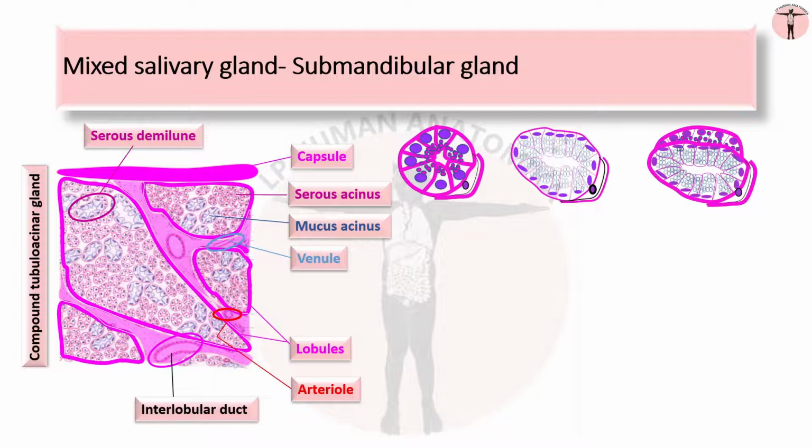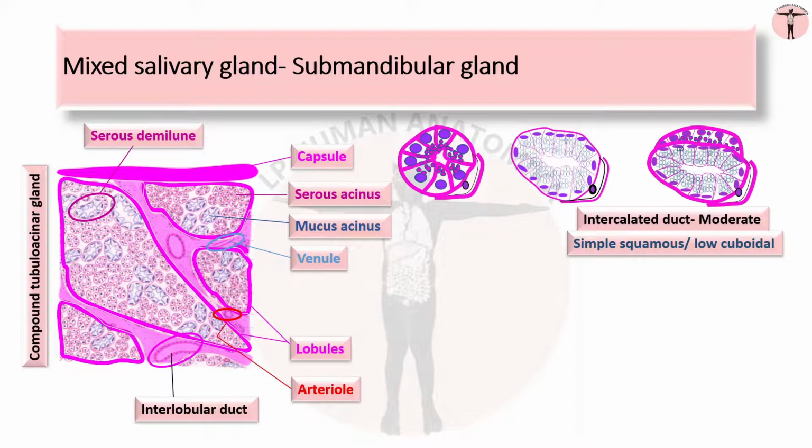The duct system of the submandibular gland is similar to that of the parotid gland. The intralobular intercalated ducts are few in number, have small lumina, are shorter, and are lined by simple squamous or low cuboidal epithelium, while the striated ducts are lined by simple columnar epithelium, are longer than in the parotid gland, and are observed more in number in the sections.